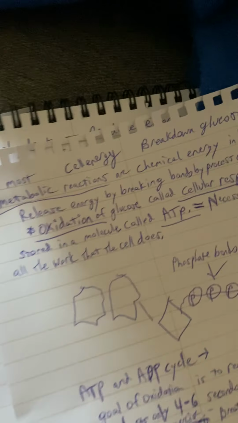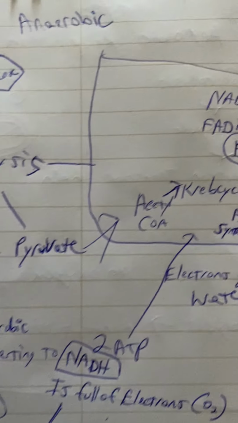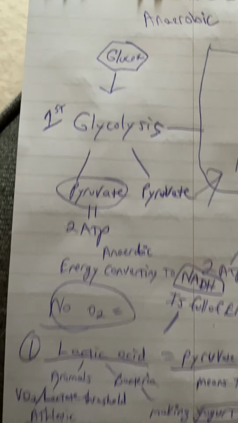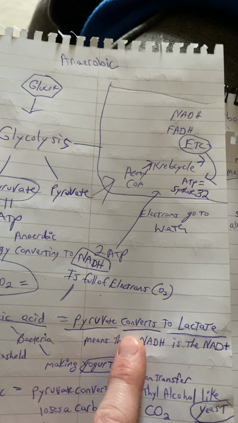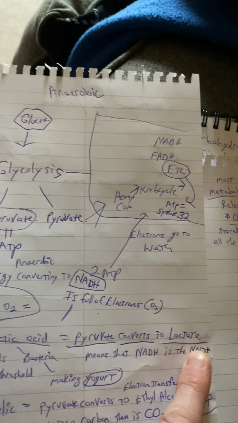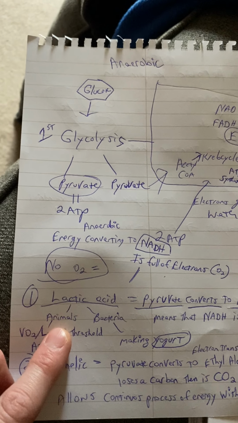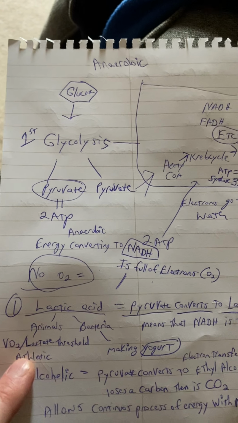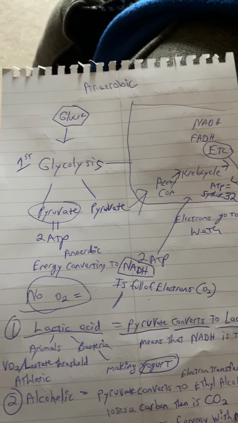And here's my notes and my shapes. That's the aerobic, and the anaerobic, which means there's no oxygen, and that's a different process. With your pyruvates, they will convert to lactate, which, if you're a human or an animal, then you're breathing harder.